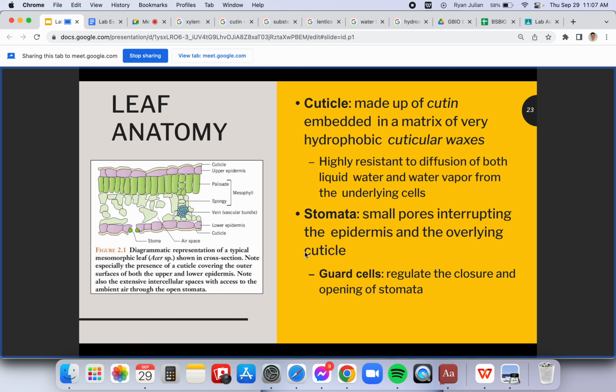And let's discuss stomata. These are the small pores which are present here that interrupt the epidermis and the overlying cuticle. And it is comprised of guard cells that regulate.